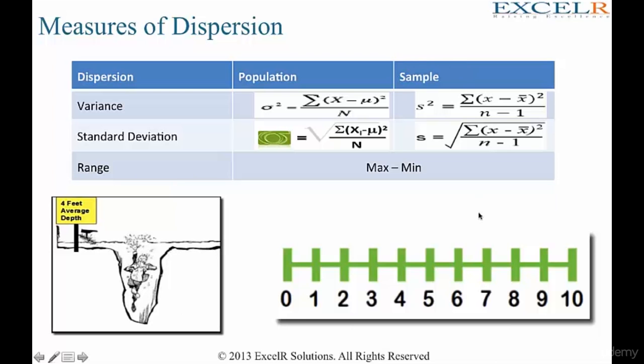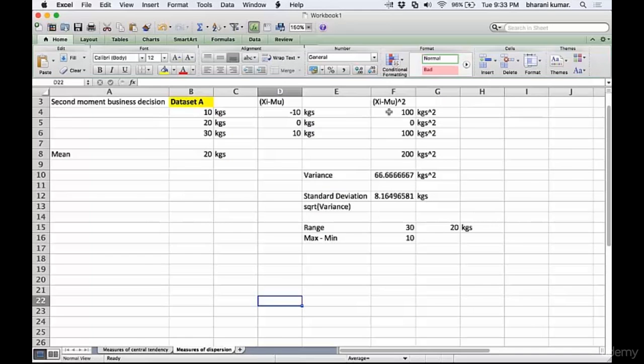The one key difference between population and sample formulae pertaining to variance and standard deviation is that here you have n, here you have n, and here you have n minus 1. There is a reason for that. When you calculate variance for the population, you will get a slightly smaller value. But when you calculate the variance for a sample, you tend to get a slightly higher value. Let us try to see whether that holds true or not.